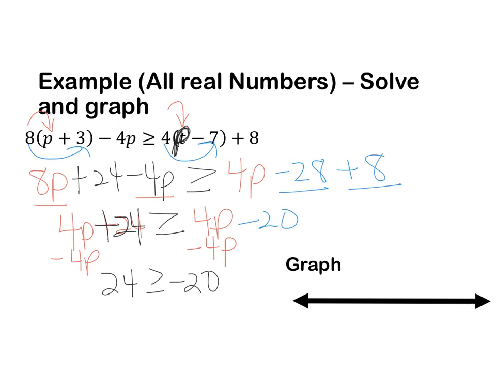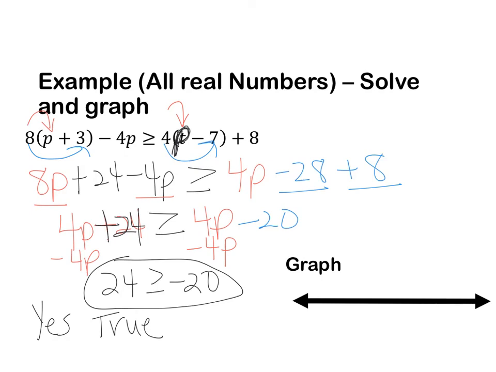All right, once again, everything is simplified down to an inequality, which is two numbers. So let's examine this inequality. I have 24 is greater than or equal to negative 20. Is 24 greater than or equal to negative 20? Yes, it is. So what that means is this is a true statement, a true inequality.